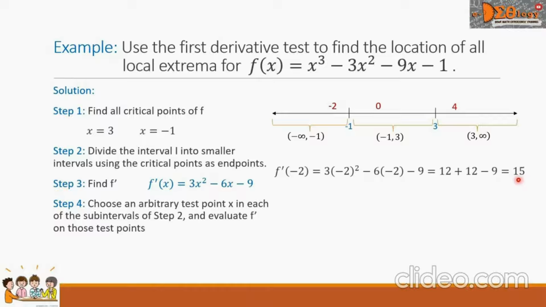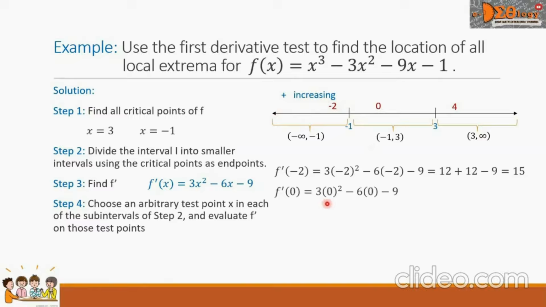We are more concerned with the sign of the number 15. So this positive represents the sign of the derivative on this interval. So we take a note here that we have a positive or the plus sign, and we know that we have an increasing function on this interval. Next is the f prime of 0.